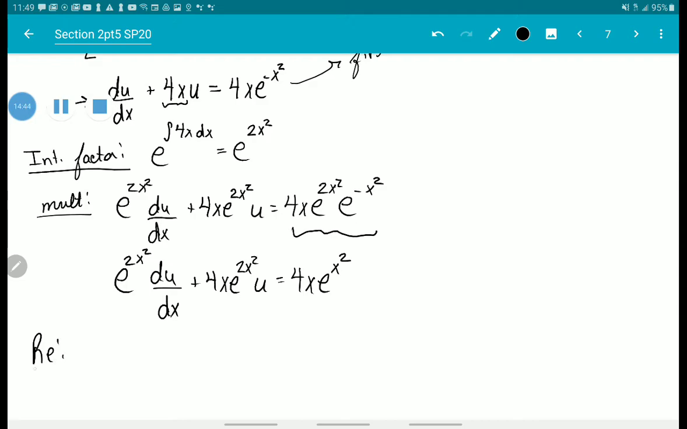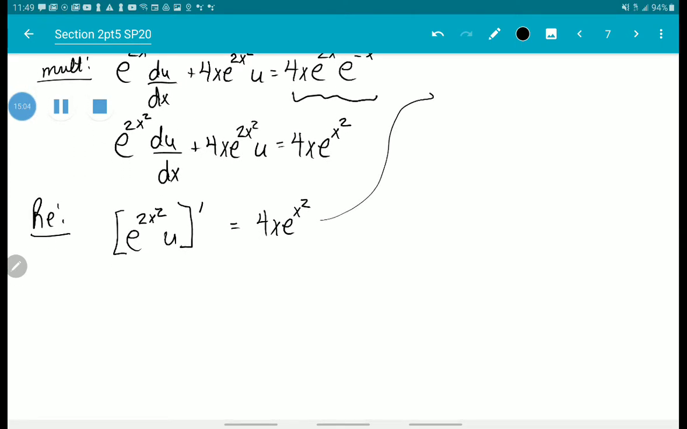So now if we rewrite, remember the rewrite is going to be the integrating factor times u. You always want to check this just to make sure that you're on the right track. So if we were to take the derivative of that, remember that's what the notation means. You want to take the derivative of what's inside of the brackets. That's going to be product rule.